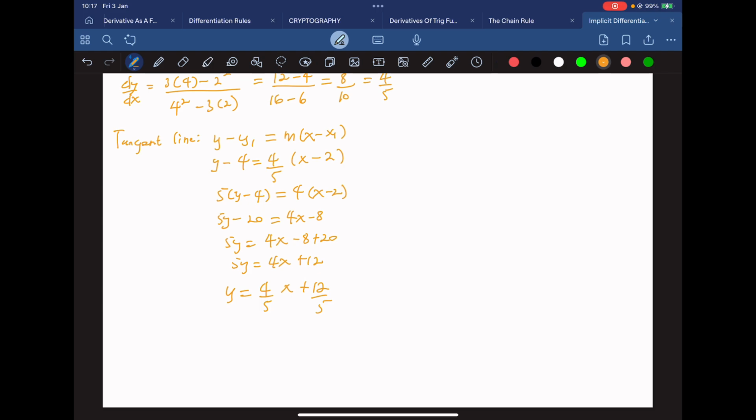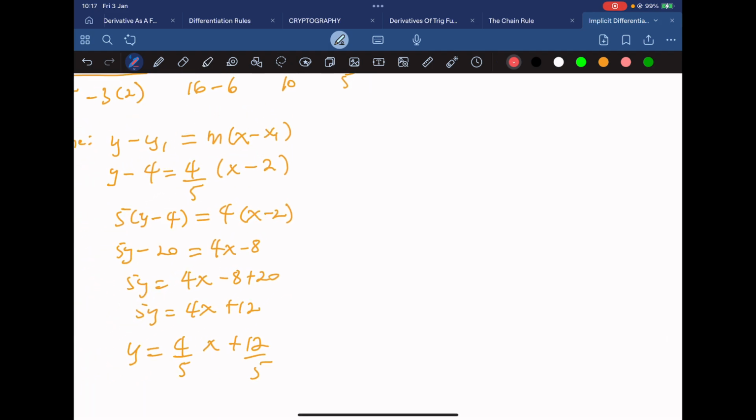The question also asked us to find the equation for a normal line. So for the normal line, note the normal line is always perpendicular to the tangent line. So in this case, we are going to have, instead of m, negative 1 out of m. So we have y minus y1, which is 4, then negative 1 out of 4 over 5, then x minus x1, which is 2.